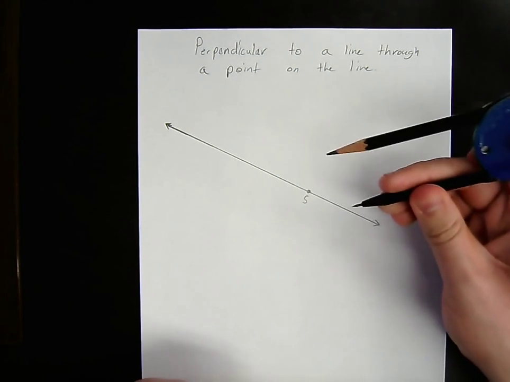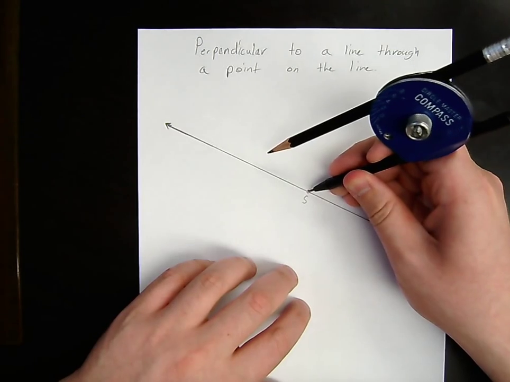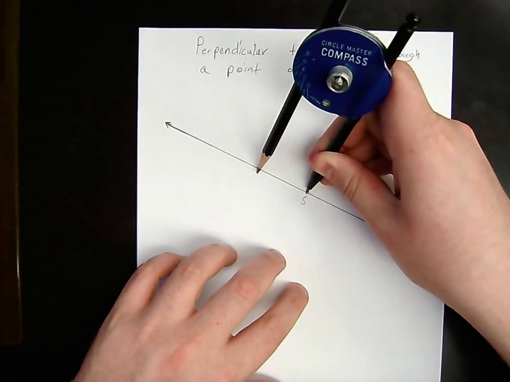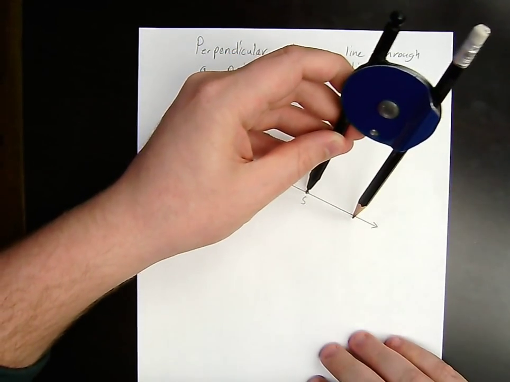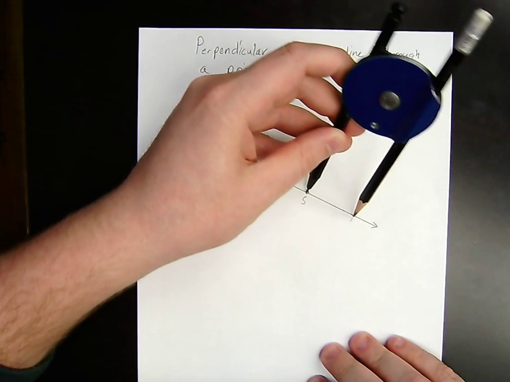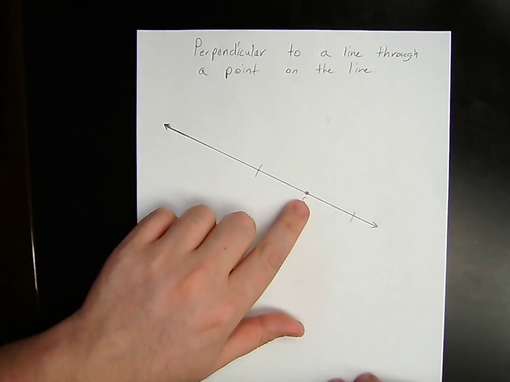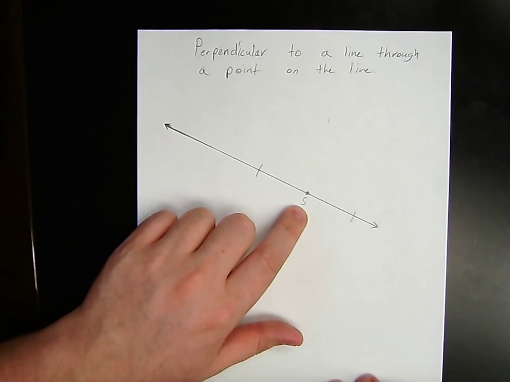So how I can do that is I'm going to open the compass to any setting that I want, and I'm going to find a point that's on the left side, that length, and then I'm going to come around to the other side, and I'm going to mark one off on the right. Now, since I measured the same distance on both sides of this point, that means S is now the midpoint. And this is going to use the same conjecture that the last construction did.